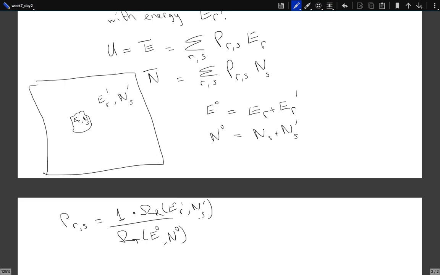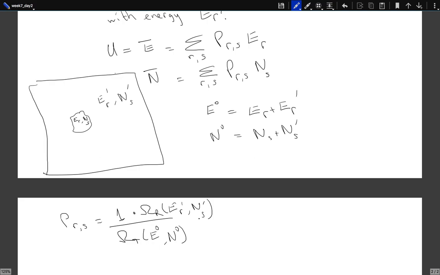I didn't get why did you choose omega r instead of... This is the number of states of the reservoir, right? Well, you see, the denominator is the number of states of the whole system. Mm-hmm. Omega r is the number of states of the reservoir only.